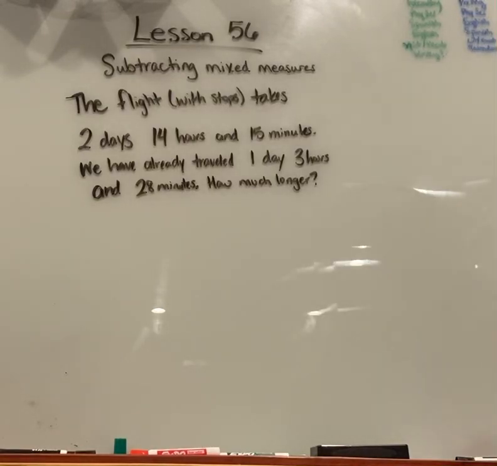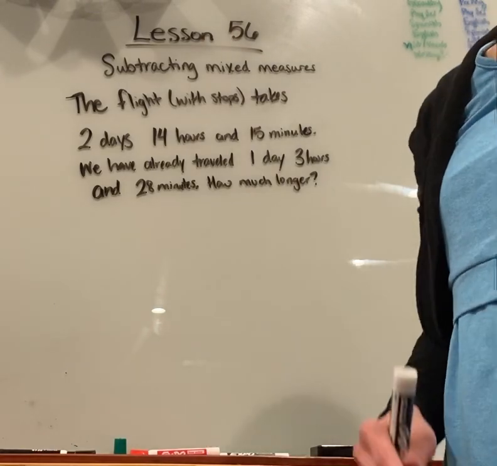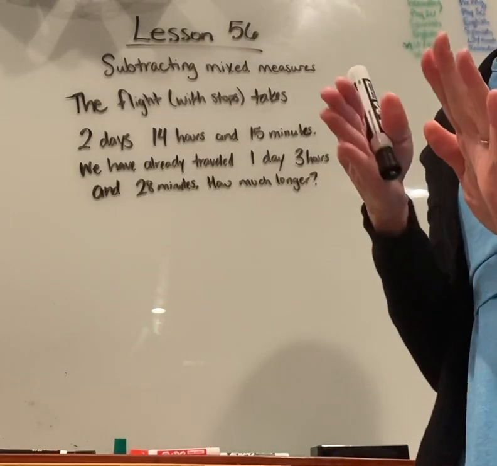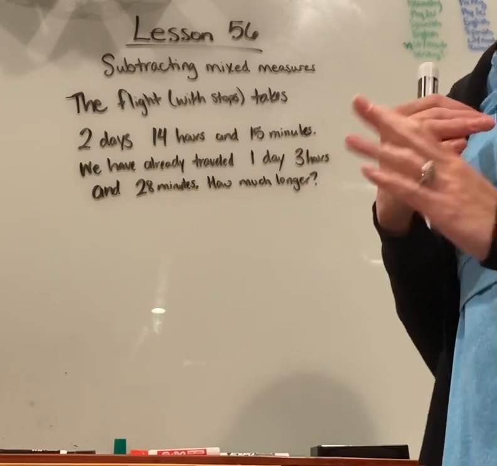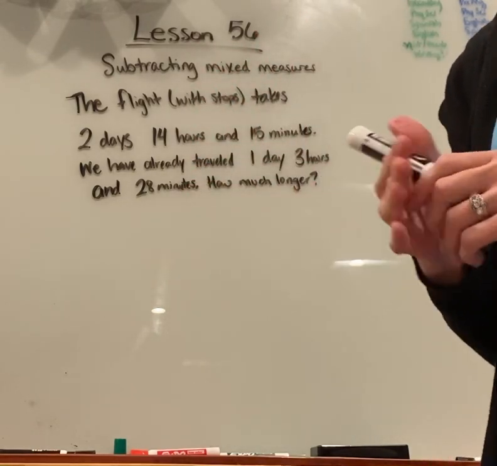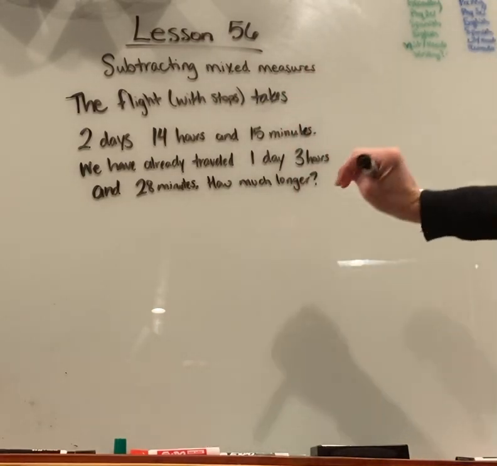Lesson 56 is on subtracting mixed measures. So that's when we have things like yards and feet and inches, and we need to subtract some amount of yards, feet, and inches, or hours, minutes, and seconds. So let's look at this example problem.